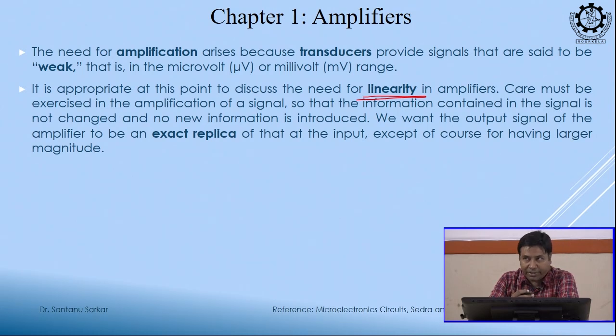If the original quality is lost, or suppose it looks a little bit changed, then we will say that some non-linearity is introduced or distortion is introduced, and that is unwanted. So, the first and foremost important property of any amplifier is that it should be linear.